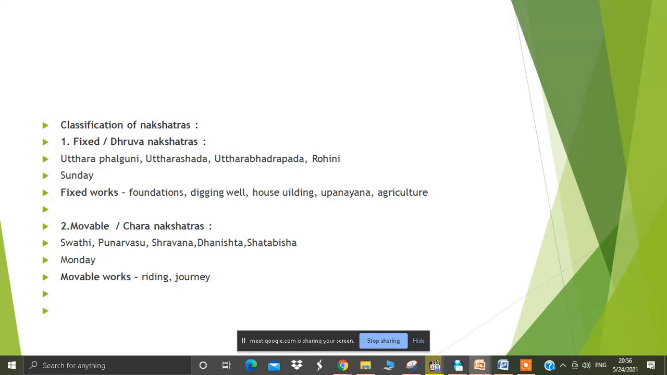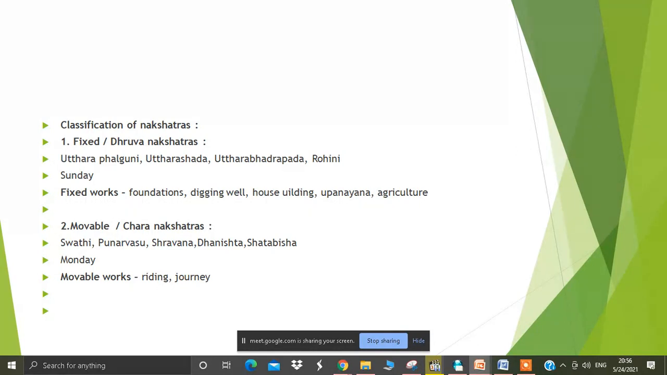Then again, they are classified into different types based on their nature, like fixed or Dhruva Nakshatras. They are used for fixed works like foundations, digging wells, house building, Upanayana, agriculture. That is Uttara Phalguni, Uttara Ashadha, Uttara Bhadrapada, Rohini. And Sunday, Monday, I have mentioned here. That is because of some kind of yoga formation. For now, we can ignore it. But when I am teaching the different yogas, at that time I'll let you know the purpose of combining the nakshatra and the day.